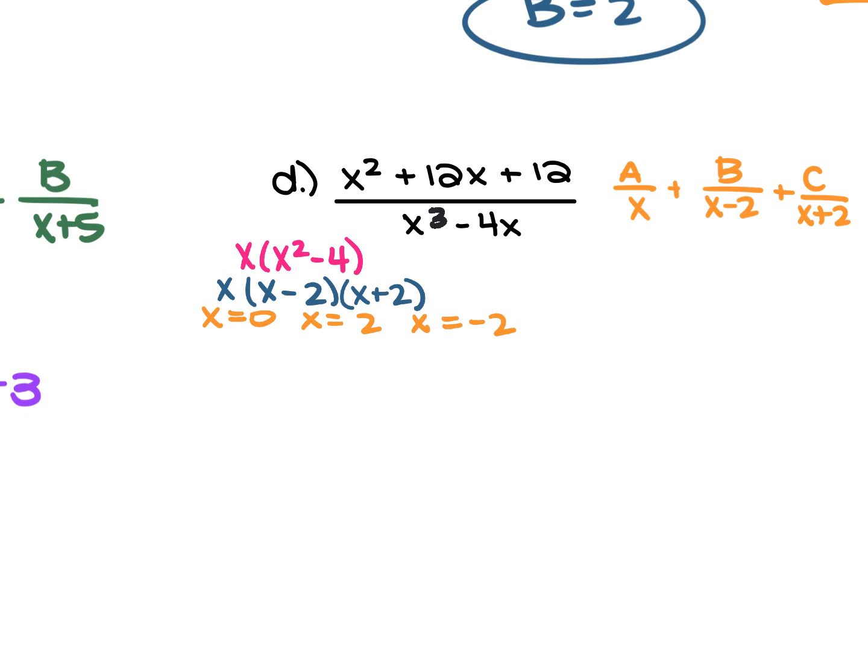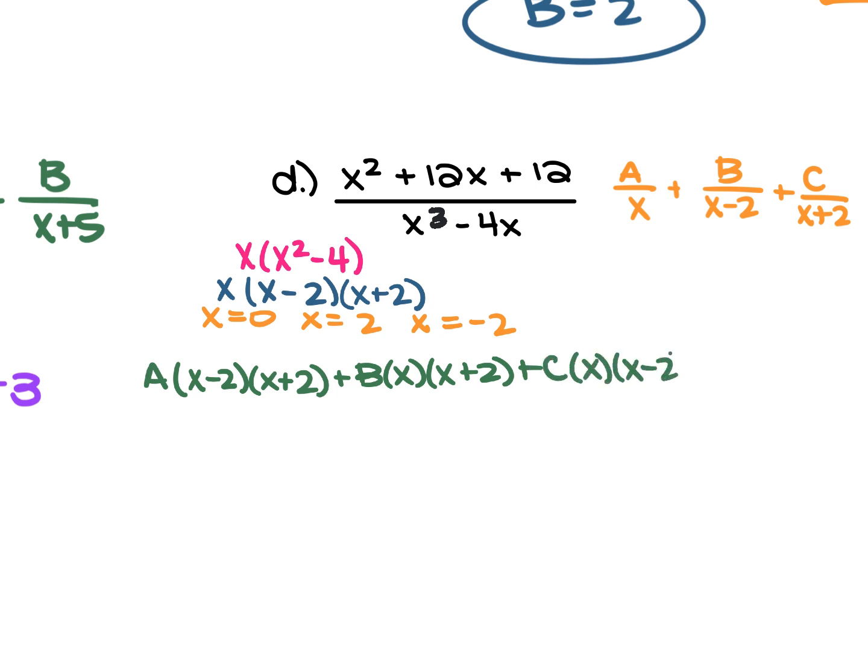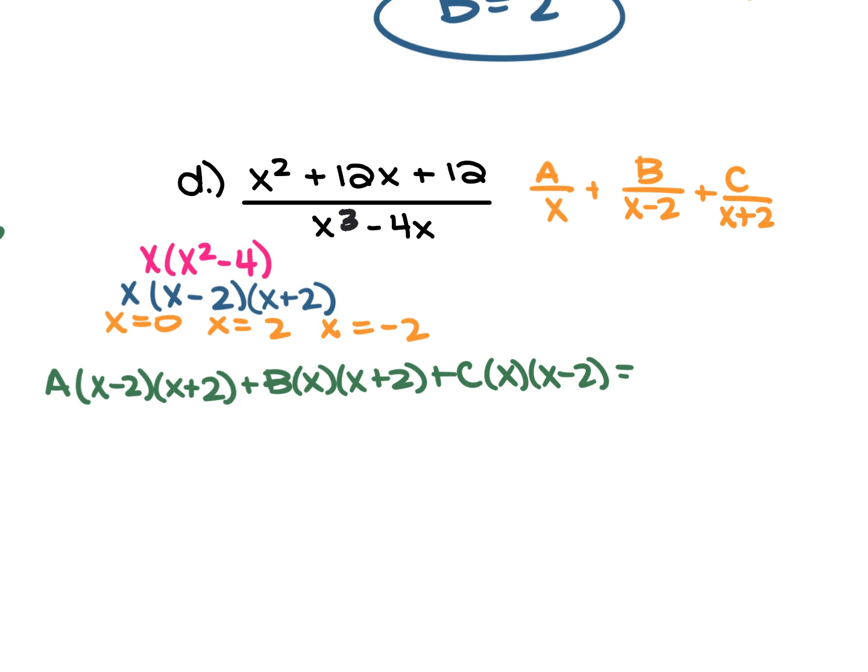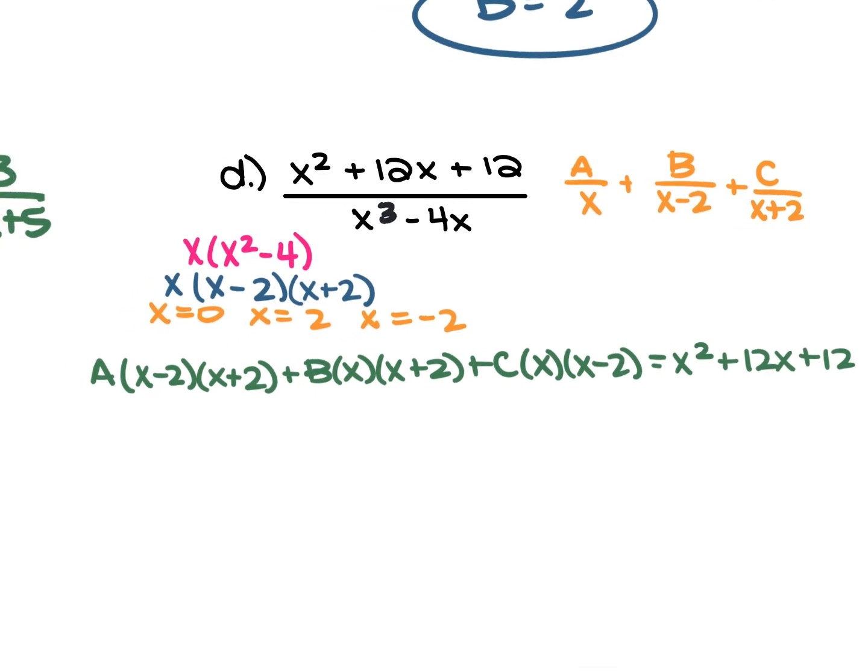So if you multiply, you're going to have a times x minus 2 times x plus 2, because both of those denominators are not under a. Then you're going to have plus b times x plus 2 plus c times x minus 2 is equal to the numerator of x squared plus 12x plus 12. So from here, you're going to plug in 0, 2, and negative 2. We're going to start with 0.